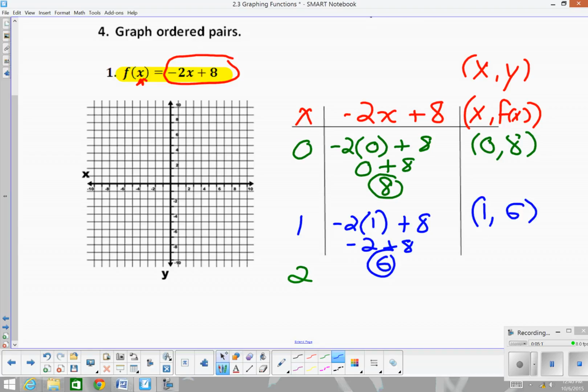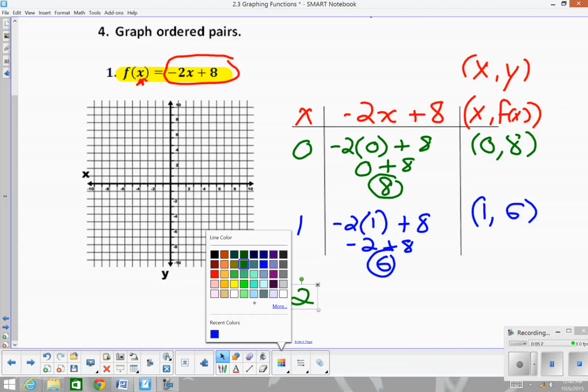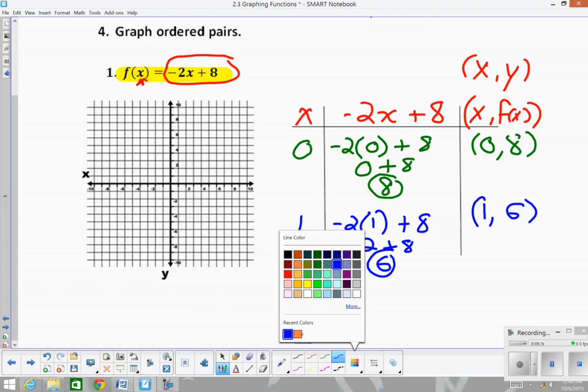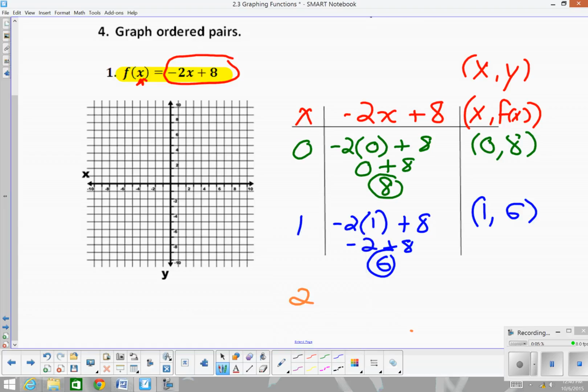Awesome. I'm just going to move this 2 down a little bit. Then I'm going to do the same thing. Let's change the color here. Let's pick orange. Cool. Now I'm going to take my 2 and plug it in for my rule.